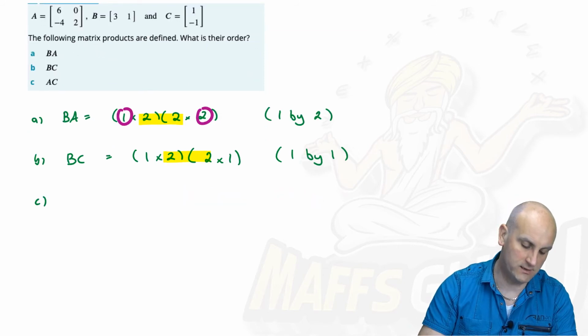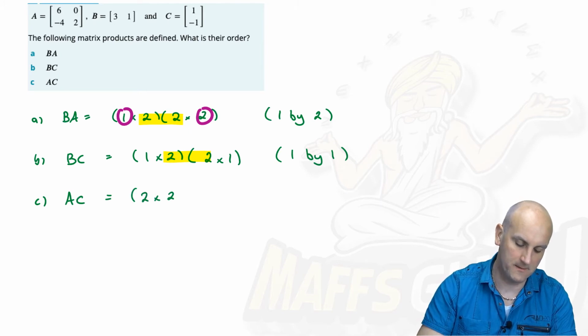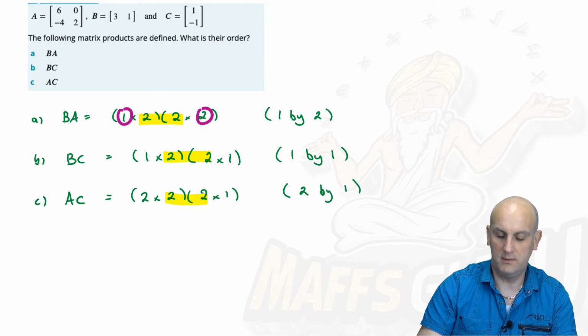Moving on to part C. AC is equal to a 2 by 2, and what did we have? 2 by 1. The middle values are the same. And so my order there is going to be a 2 by 1.